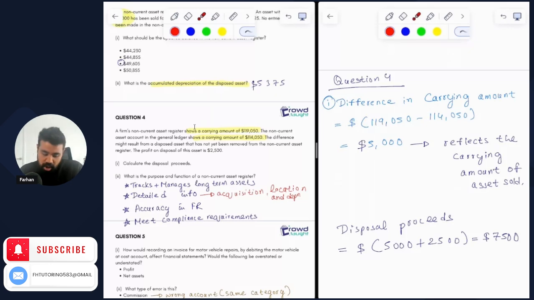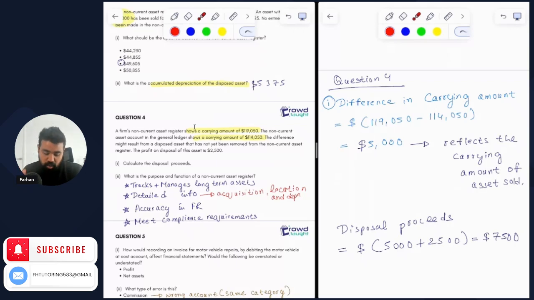Lastly, you could also think of the function of a non-current asset register as to prevent any mismanagement of assets. So basically, there is a record that tracks everything with regards to acquisitions, disposals, and depreciation. So you know that all the values that are being reported are accurately reflecting what's actually happening in real life in the corporation. Okay.